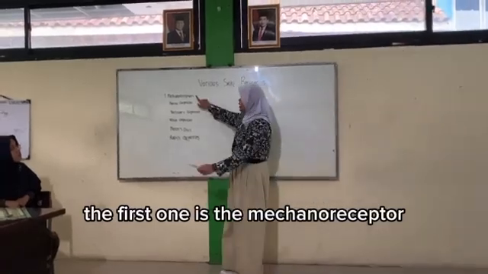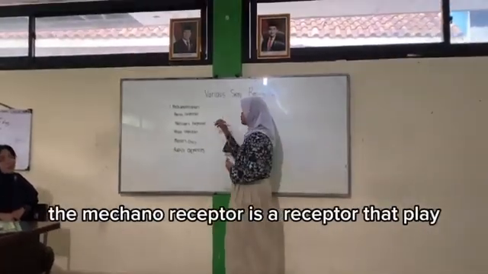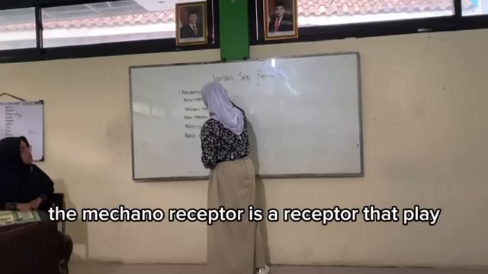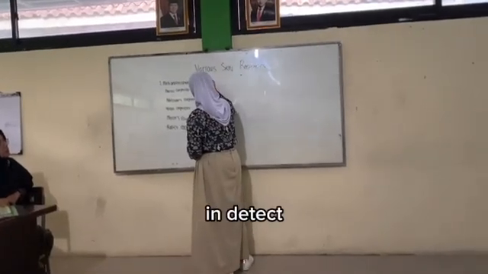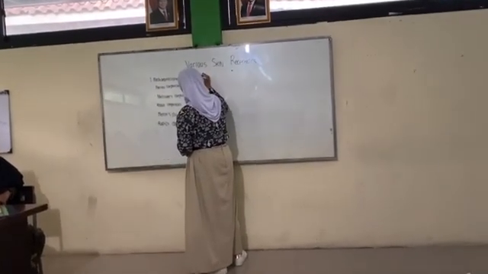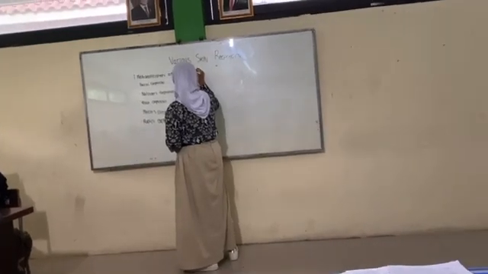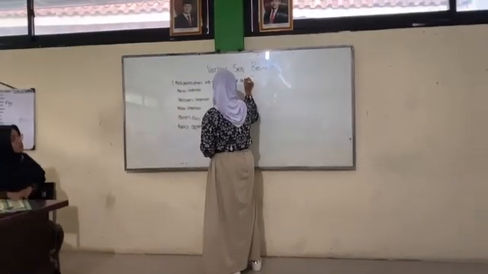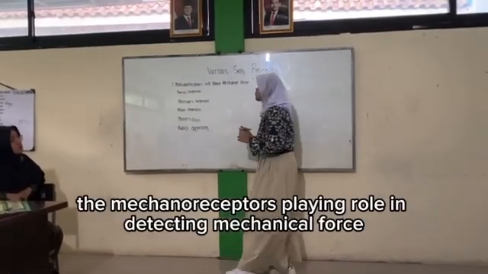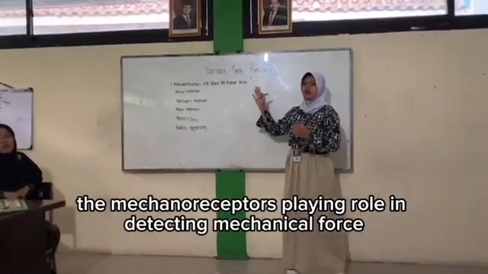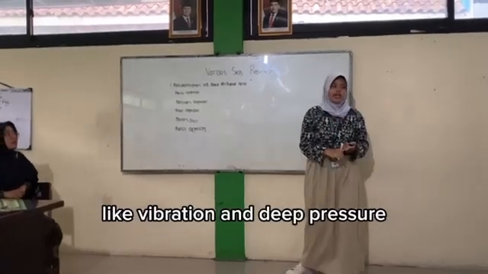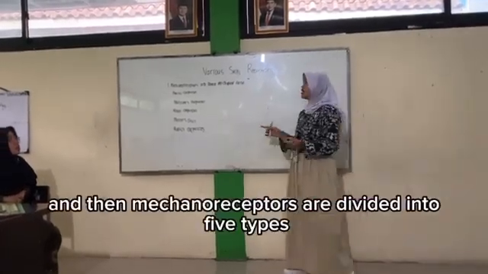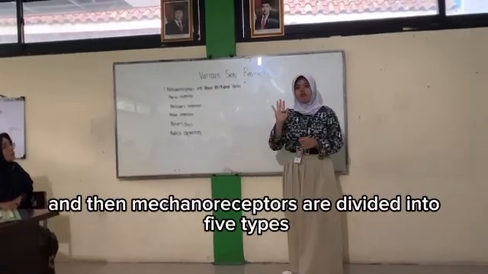The first one is mechanoreceptor. Mechanoreceptor is a receptor that plays a role in detecting mechanical force like vibration and deep pressure. And then mechanoreceptors are divided into 5 types.